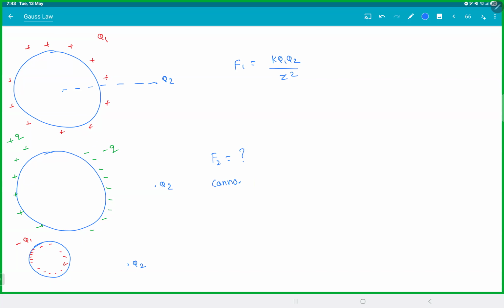The problem is this Q2 will create an induced charge on the surface. That charge will mess up the whole thing. I don't know the value of small q and I don't know how they're distributed. I can't calculate this force. This is K Q1 Q2 by D square. This came from the second part. So for the second part, third part, there's no answer.